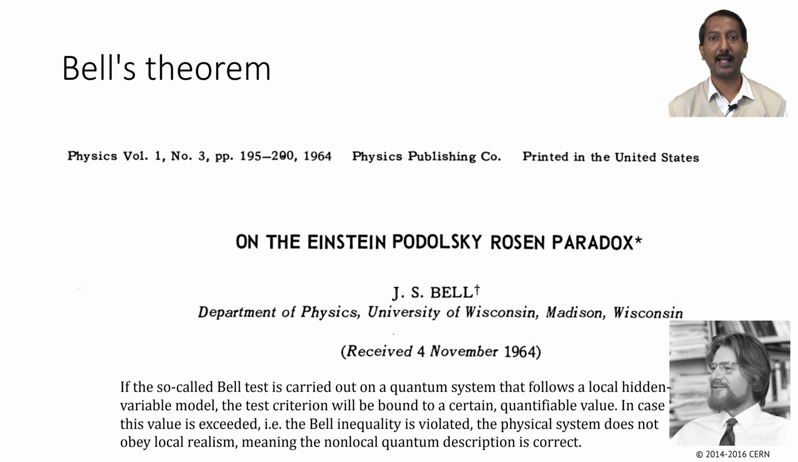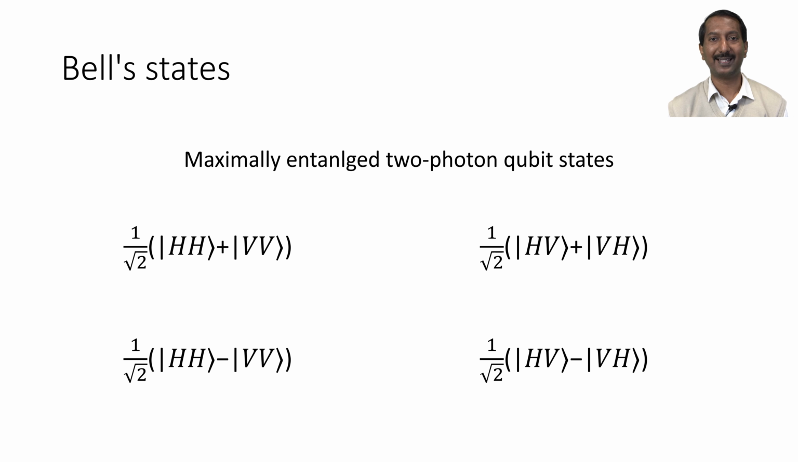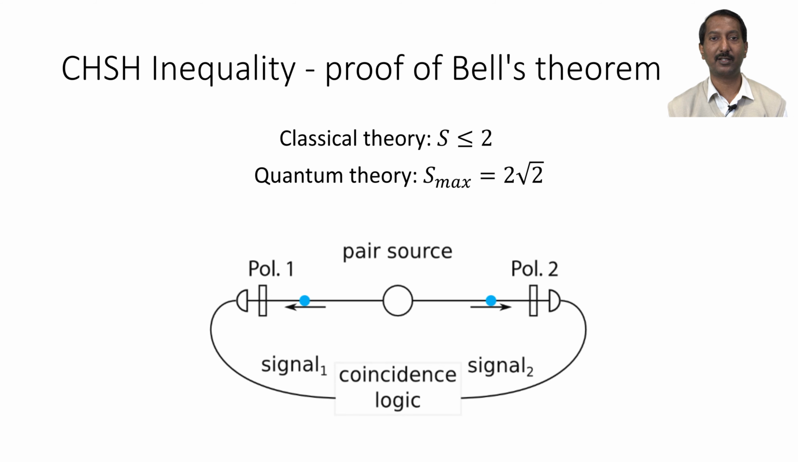The maximally entangled photon qubit states are as shown on the slide. It is important to notice that Bell states form an orthonormal basis and can therefore be distinguished by an appropriate quantum measurement. Since the initial proposal from Bell is experimentally difficult to implement, we measure a different inequality proposed by John Clauser, Michael Horne, Abner Shimony, and Richard Holt, known as CHSH inequality.